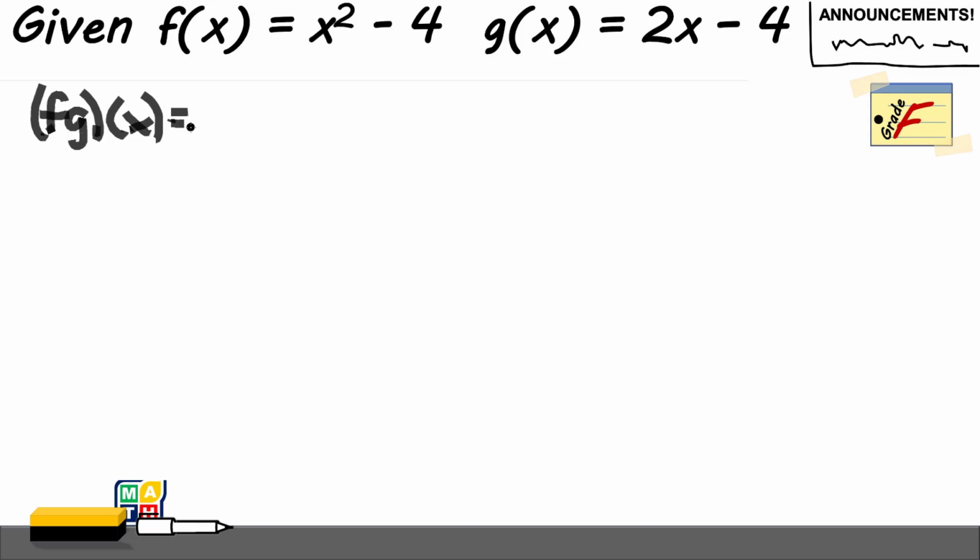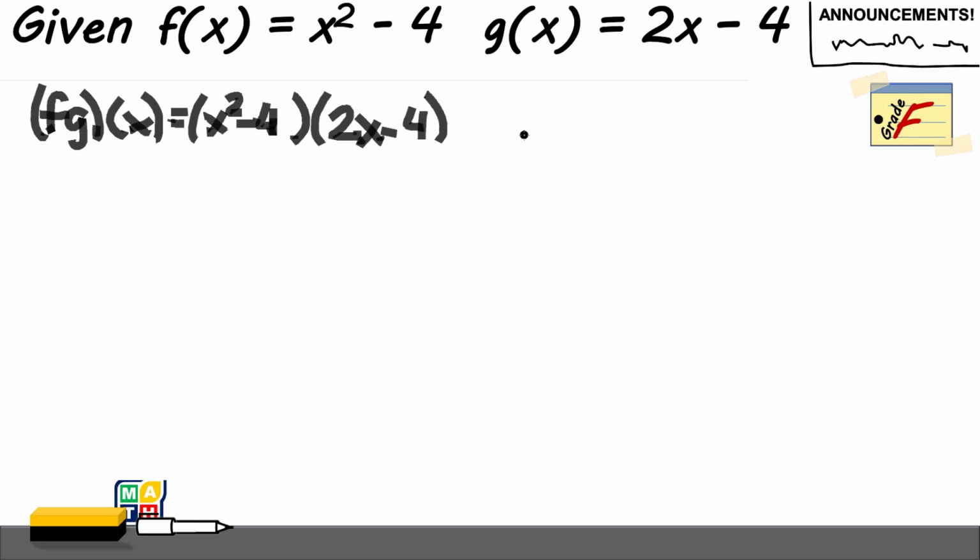Whenever you are multiplying functions, especially for our given, since both of them are binomial expressions, enclose both of them in a parenthesis. So you will have here for f of x, x squared minus 4, and for g of x, which is 2x minus 4. Please do not forget to enclose them in a parenthesis so that it means you are multiplying the entire function to another entire function.